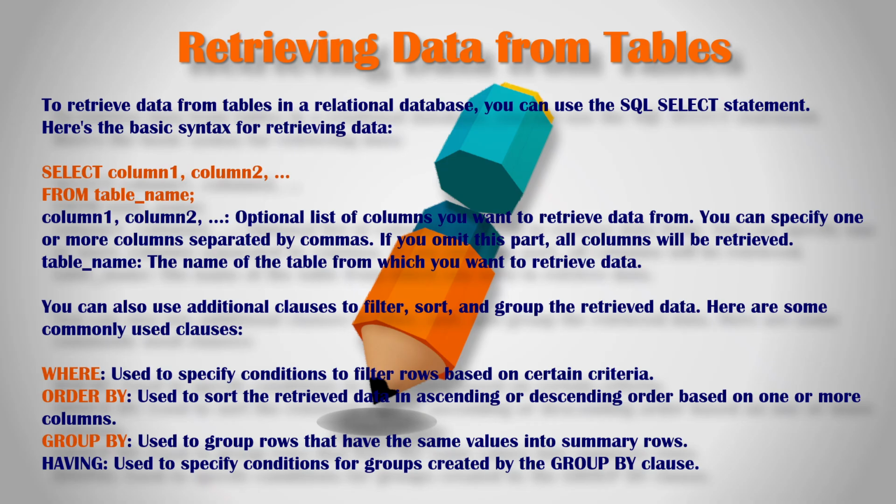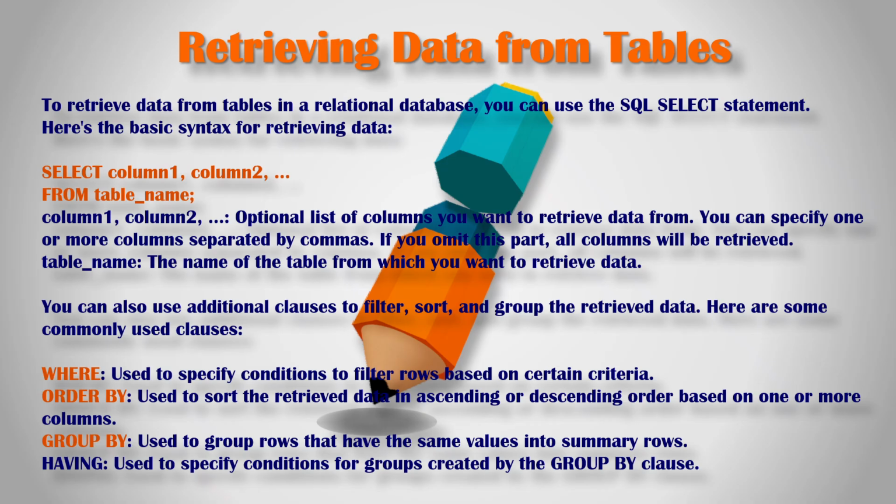Column1, column2, etc. Optional list of columns you want to retrieve data from. You can specify one or more columns separated by commas. If you omit this part, all columns will be retrieved. Table name: the name of the table from which you want to retrieve data.